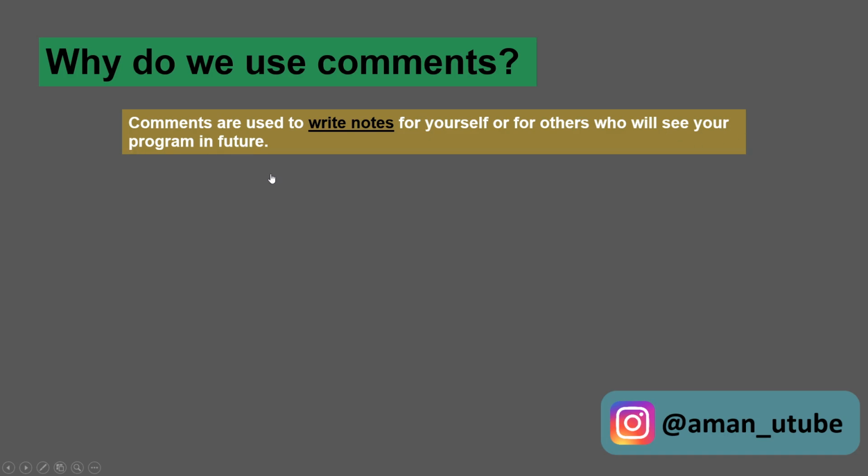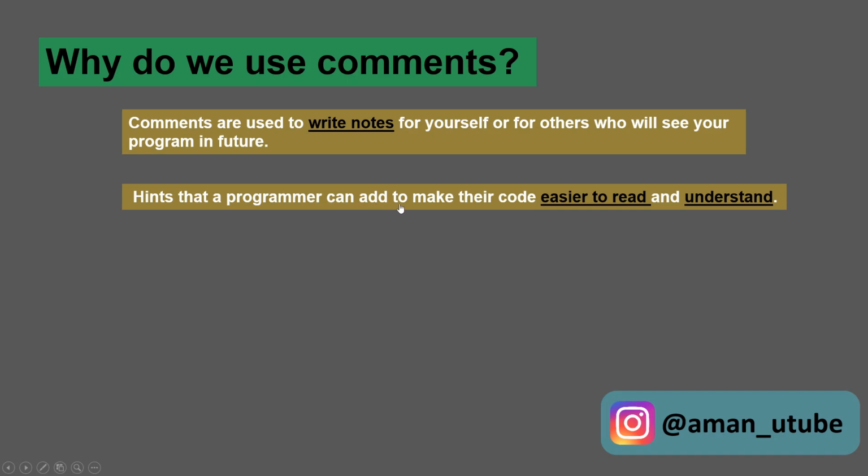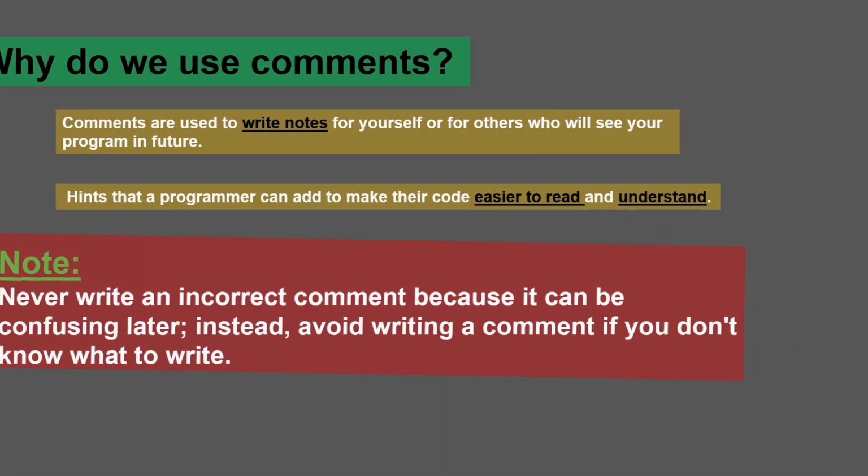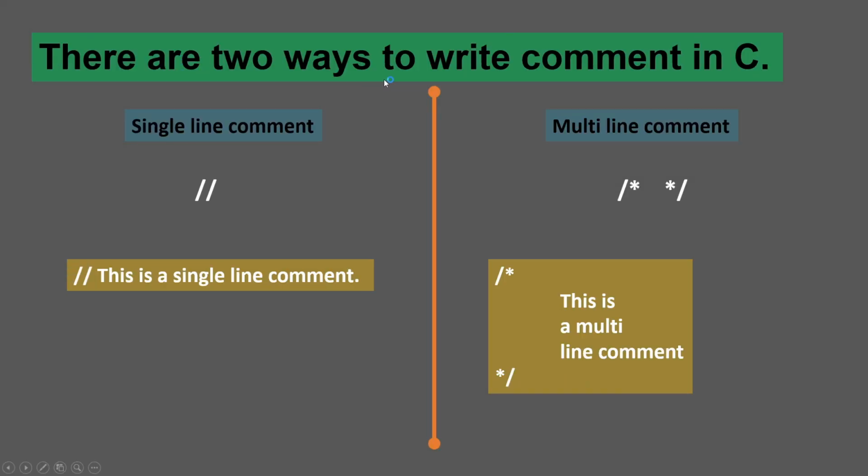Comments are used to write notes for yourself or for others who will see your program in future. Or you can say comments are hints that a programmer can add to make their code easier to read and understand in future. Note, never write an incorrect comment because it can be confusing later. Instead, avoid writing a comment if you don't know what to write. There are two ways to write a comment in C. The first is using double slash and the second one is slash asterisk, asterisk slash.